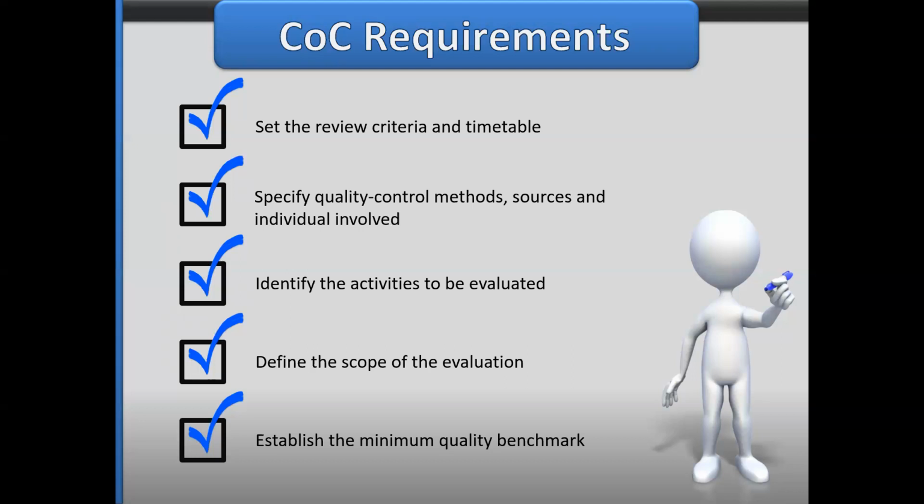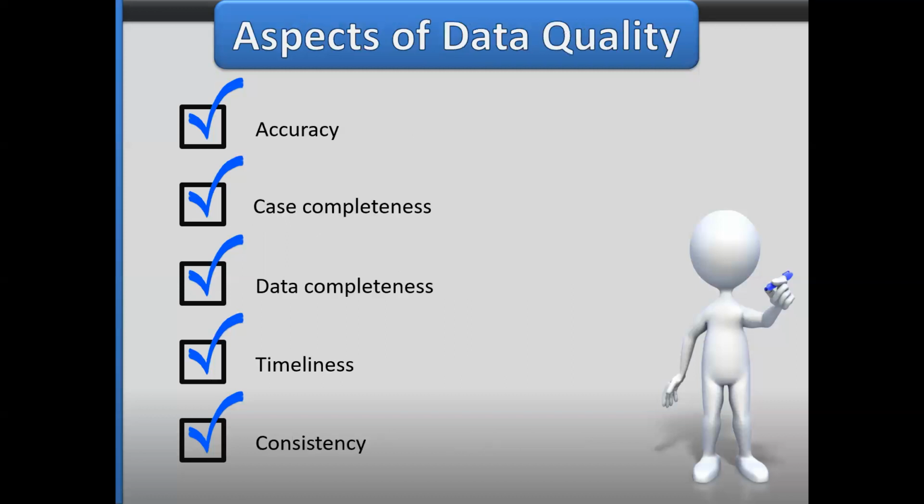They must set the review criteria and the timetable, specify the quality control methods, sources, and individuals involved, identify the activities to be evaluated, define the scope of the evaluation, and establish the minimum quality benchmarks. As part of this annual control plan, a physician review of cancer registry data must be completed. This is just one of many ways the cancer registrar's data is reviewed for accuracy.